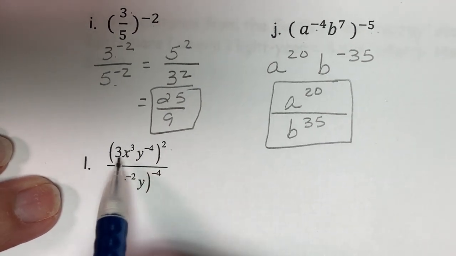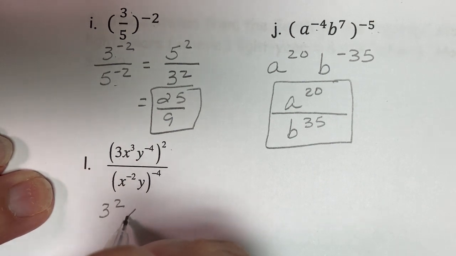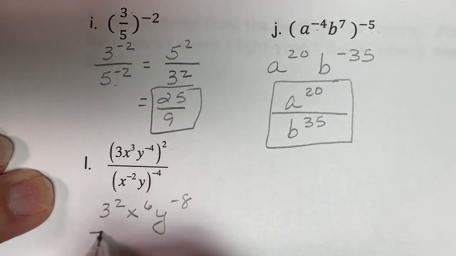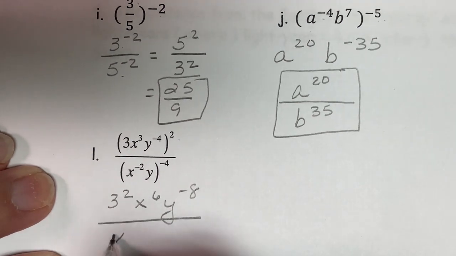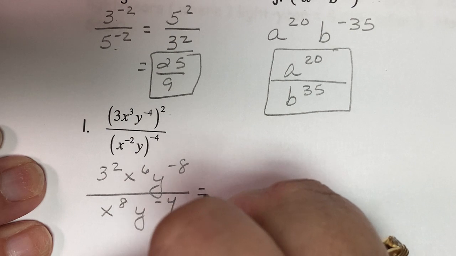Okay, so we have to bring this 2 into everything. So this is going to be 3 squared x to the 6th, y to the negative 8th, over x to the 8th, y to the negative 4th. So I would start like that.